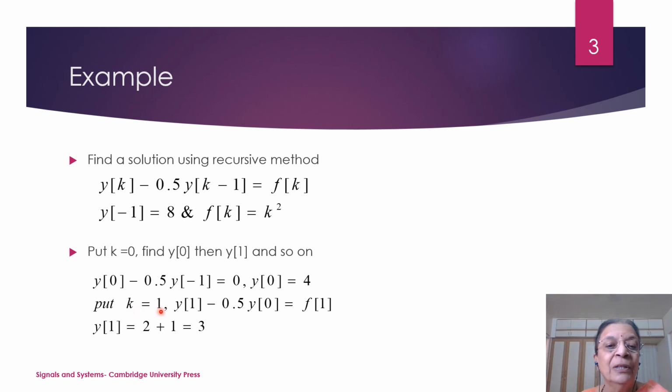Now put k equal to 1 in the equation. So I will have y1 minus 0.5 of y0 is equal to f1. Now y0 we have already calculated, that is equal to 4. So I put the value of y0 in this case. So I will get y1 is equal to 0.5 into y0, which is 2, plus f[k], which is k square. With k equal to 1, f[k] will be equal to 1. So I will get y1 is equal to 3. Similarly, I can go on calculating y2, y3, y4 etc. This is called the recursive method.